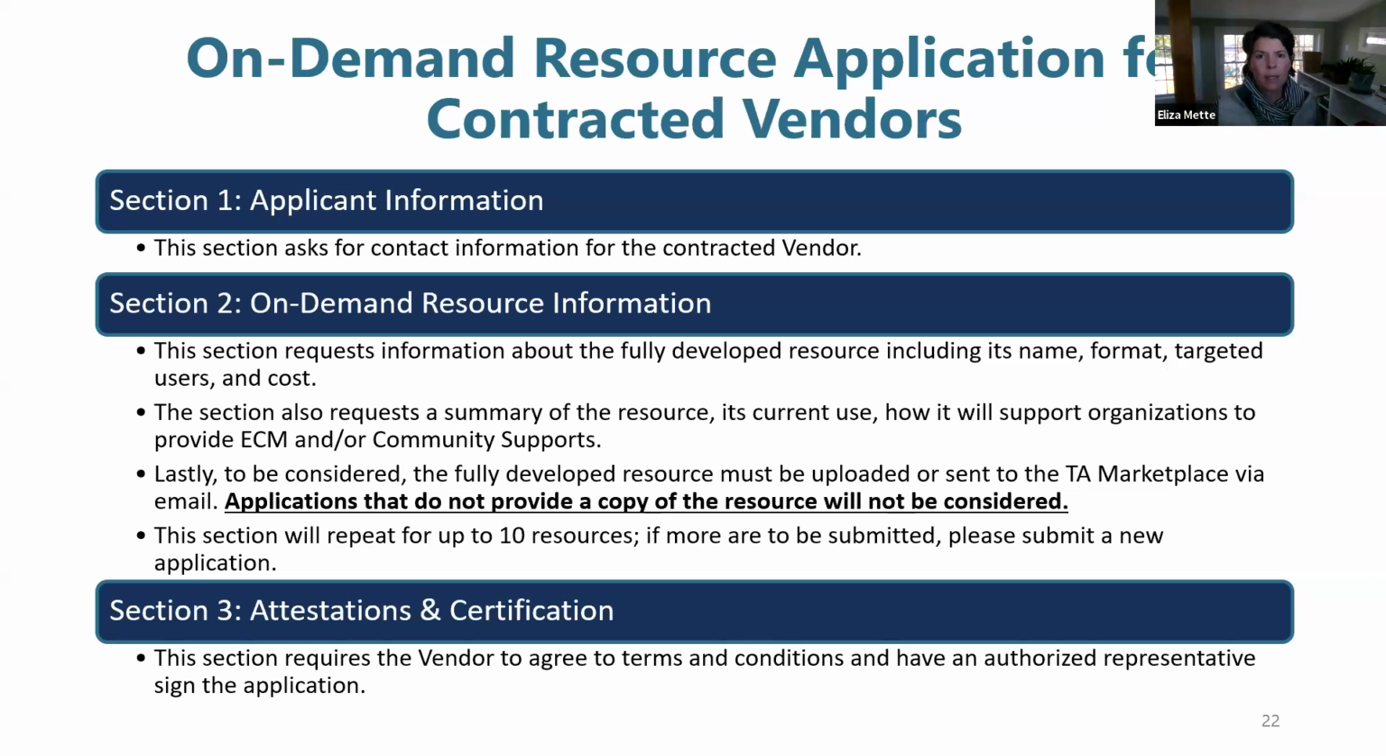All right, and then the on-demand resource application for contracted vendors. So again, applicant information, section 1. Section 2 is the resource information. So we're looking here for information about the fully developed resource, including its name, format, targeted users, and costs. The section also requests a summary of the resource, its current use, how it will support organizations to provide enhanced care management and or community supports.